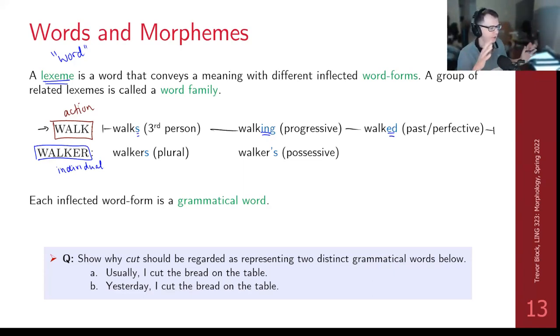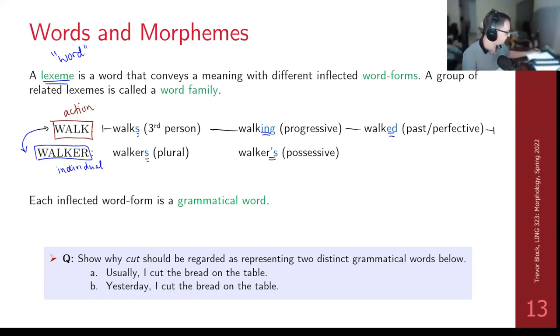And that new lexeme will also have different inflected grammatical forms. So if we think about walkers, this just means there's more than one walker. But the content walker is still the same. Or if we say walker's with an apostrophe S to mean a possessive, so it's that walker's shoes, that walker's water. The content walker is still the same, but its grammatical function has changed. So each lexeme in English will have different inflected word forms. And when we change the content or meaning of a word or even the category, we get a new lexeme.